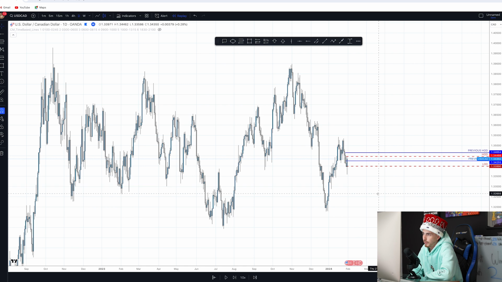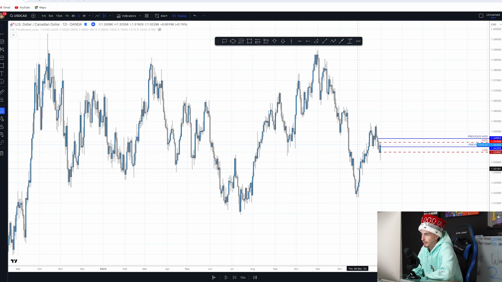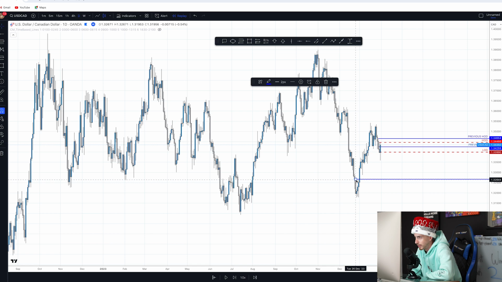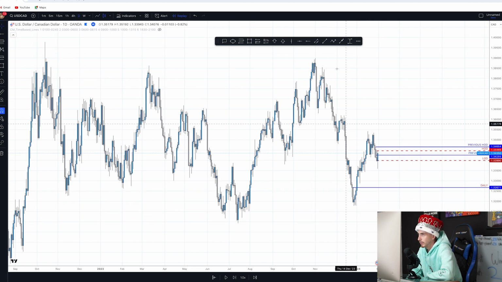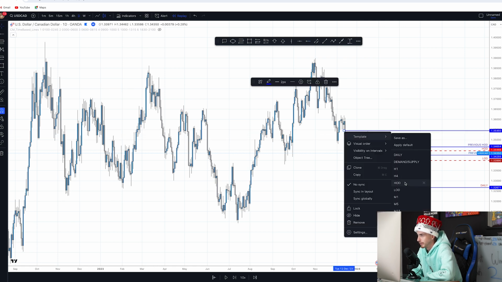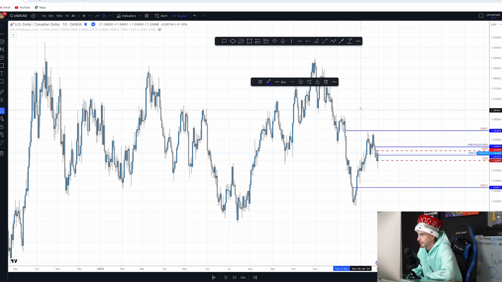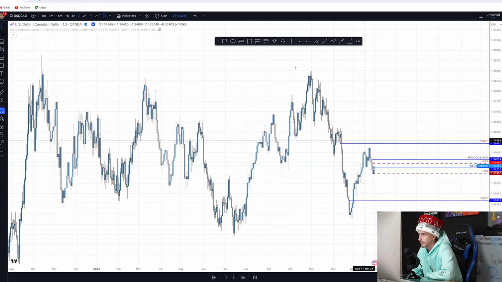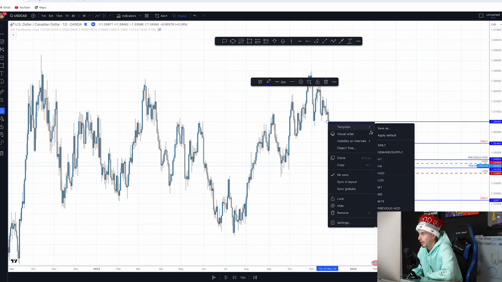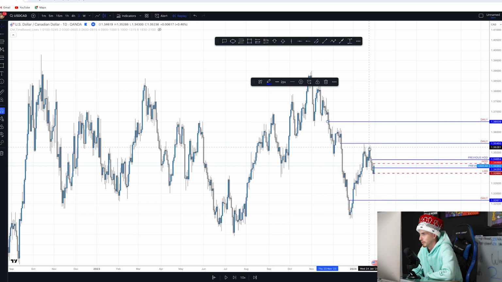So here we go. Right here we can identify on the daily that the next relevant daily demand for price is definitely going to be this area right here. So we have a daily demand right here. And as far as supply goes, we can identify that price is pretty much coming off of this daily supply you can see right here. Once price were to break past this area, we could expect price to pull back up into this next target up here, but that's only if price were to break past this area.